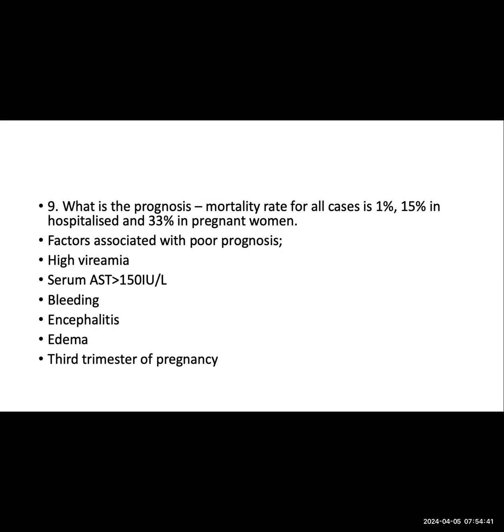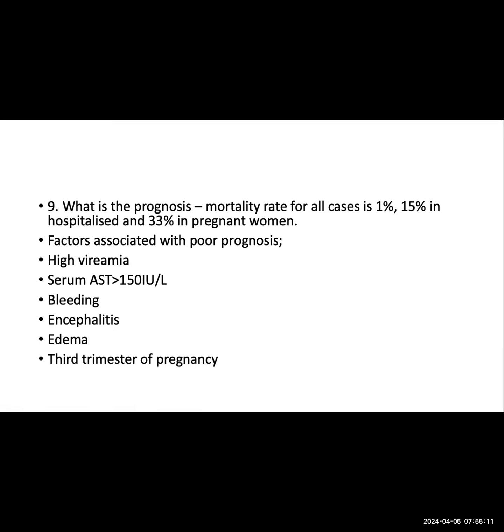What is the prognosis? Mortality rates for all cases from mild to severe is about 1%, 15% in hospitalized individuals, and it's said to be higher sometimes when there's outbreaks, and it can be as high as 33% in pregnant women. And these are some of the factors that are associated with poor prognosis. When you have high viremia, serum AST greater than 150 international units per liter, bleeding, encephalitis, edema, 3rd trimester of pregnancy. This is the end of my presentation.